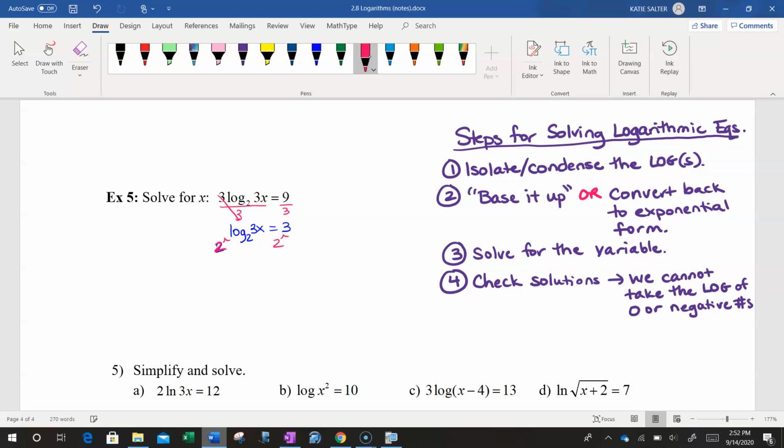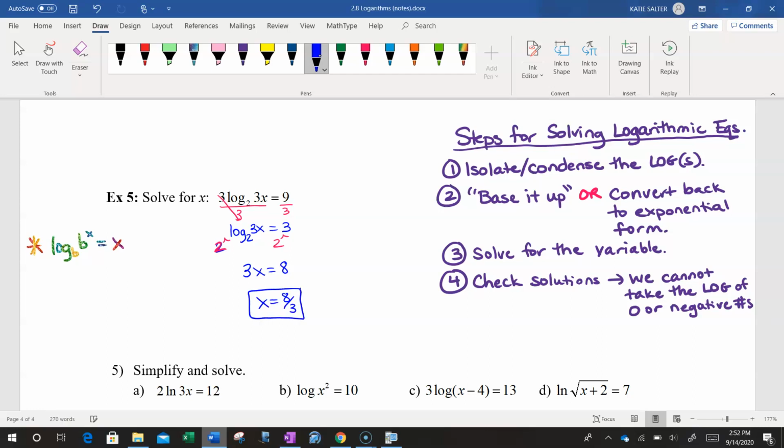The reason why that works is because they undo each other. It is that property that if we have log base b of b to the x, it's just x. So that's what's happening right here. So this 3x just pops out. And then on the right-hand side, I have 2 to the third power. And we know that 2 cubed is 8. We would then divide each side by 3. And we get that x is equal to 8/3.